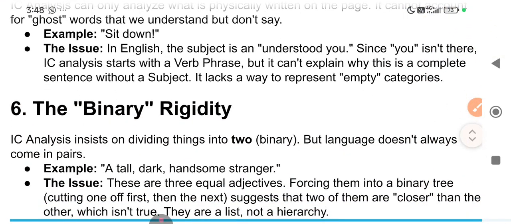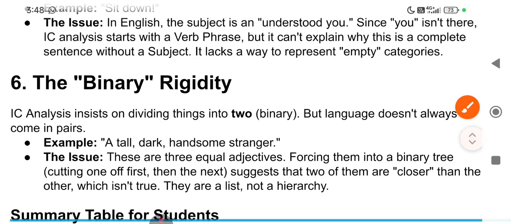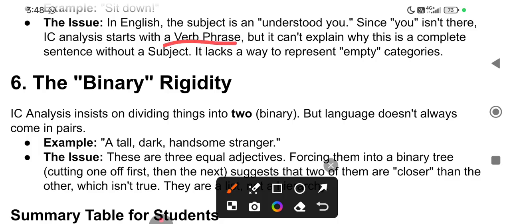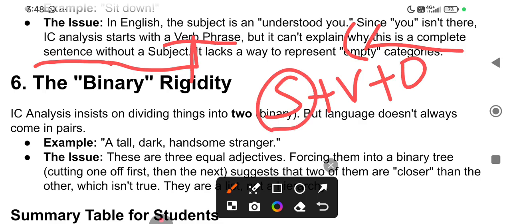How? Sit down. That's a sentence. Command, sit down. In English, the subject is an understood you. You sit down. Since you is not there, IC analysis starts with the verb phrase. Sit down is the verb phrase. But it cannot explain why this is a complete sentence without a subject. This is a complete sentence. But according to IC analysis, a complete sentence means first a noun phrase, the subject, then the predicate.